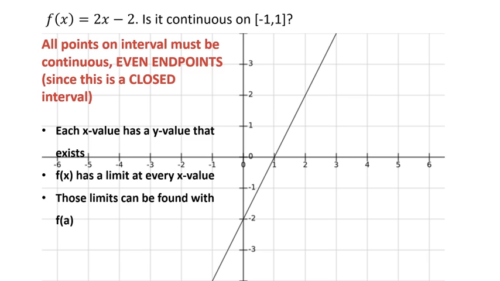So let's look at x equals 0. As we can see, it has a y value of negative 2. We can see that as x approaches 0, our y value approaches negative 2 from both sides, so it has a limit. And lastly, to evaluate that limit, I can just plug in 0, which would be my a value, into my function, and I'll get 2 times 0 minus 2, which is negative 2. So it checks out. Now let's look at an open interval.